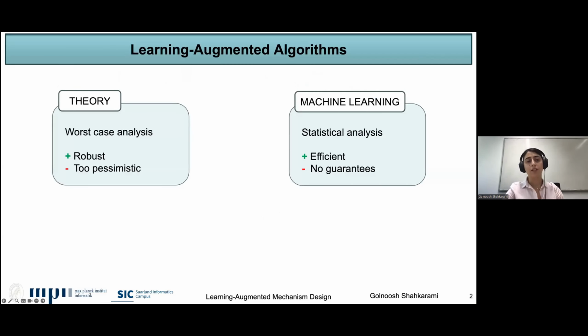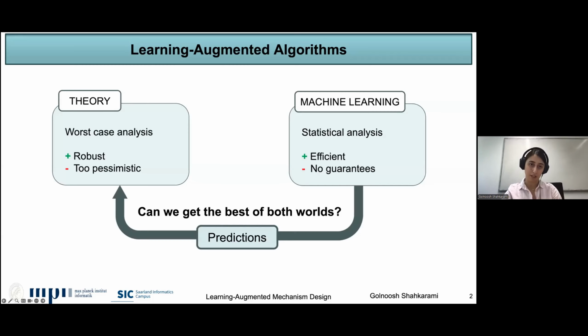In theoretical computer science, we design algorithms and we evaluate them based on the worst case analysis. So it's good, it's robust, we know what will happen in the worst case, but it's too pessimistic. On the other hand, machine learning algorithms, practically speaking, perform well, so they are efficient, but there is no guarantee how bad they can be in the worst case. So now the question is, can we get the best of both these worlds? And learning augmented algorithms answer this question positively.